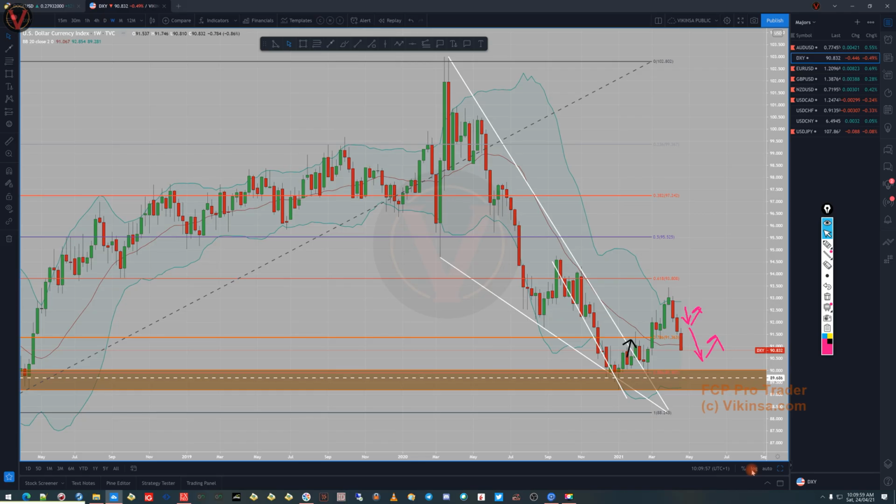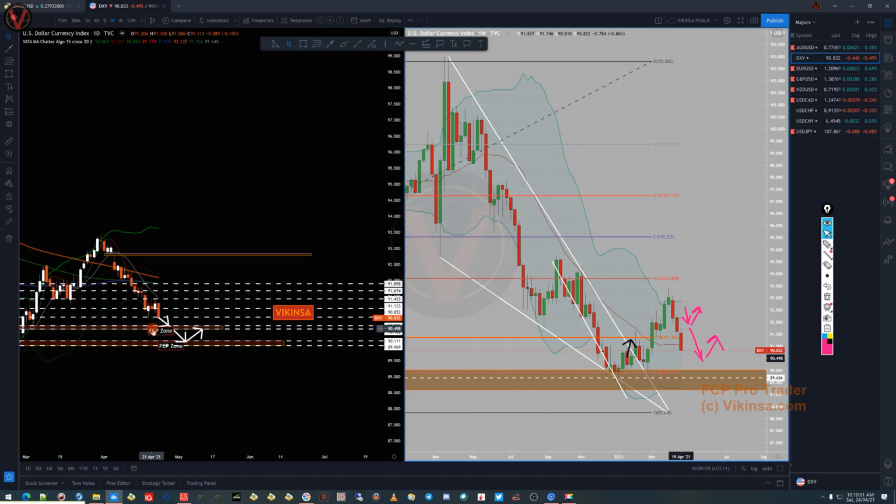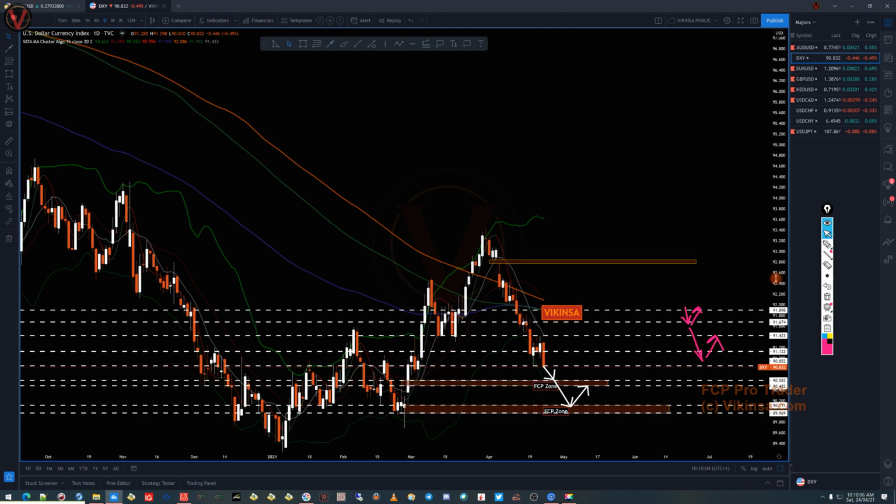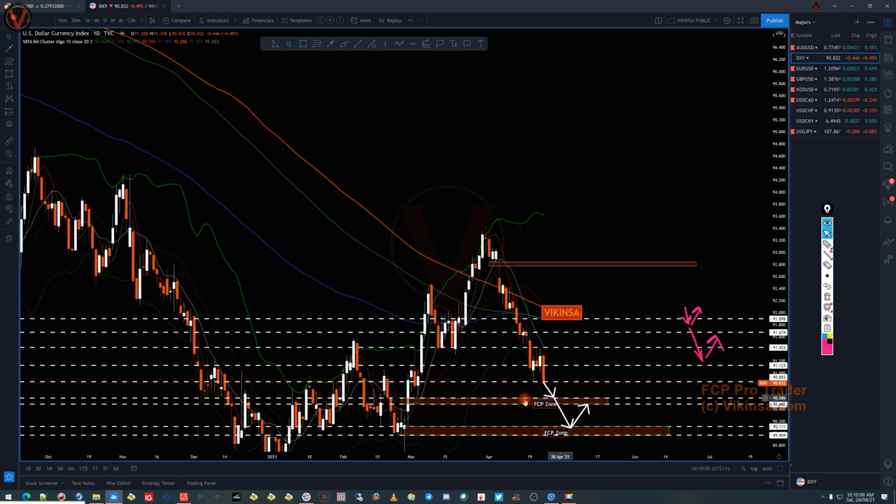Let me show you the levels on the chart. If I bring in the levels chart here, that's what we have. So FCP zones are around the same area. Water and FCP zones work really nicely well, and they are pointing towards the same area.